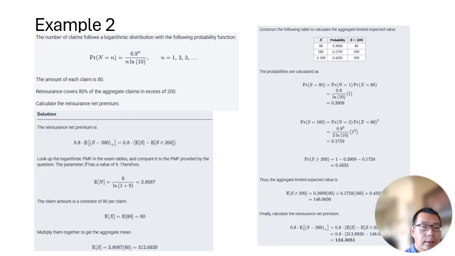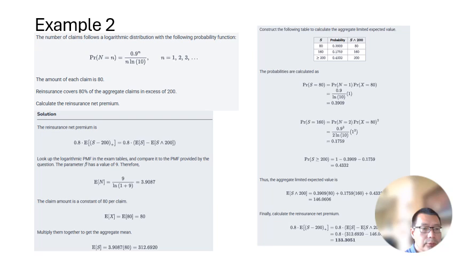Now let's look at the second example. The number of claims follows a logarithmic distribution with the following probability function. The probability of M equal small m will be 0.9 to the power of m over m log 10, where m is 1, 2, 3, etc. The amount of each claim is 80. Reinsurance covers 80% of aggregate claims in excess of 200.